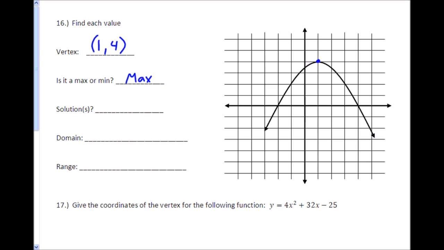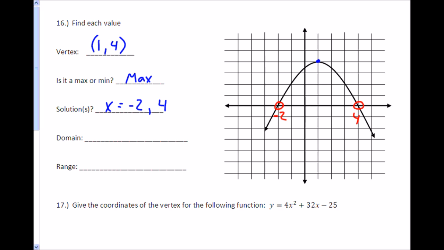For solutions, remember, solutions are the same thing as the x-intercepts. I have one right here at negative 2. I have another one right here at positive 4. So my two solutions are x equals negative 2 and x equals positive 4.